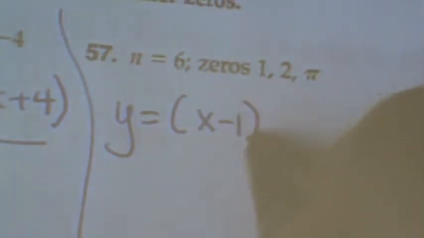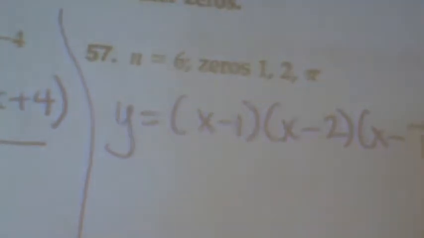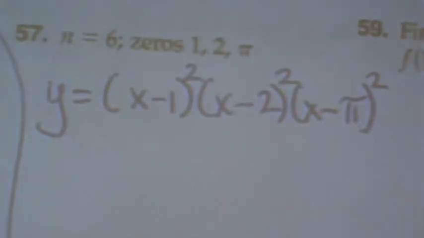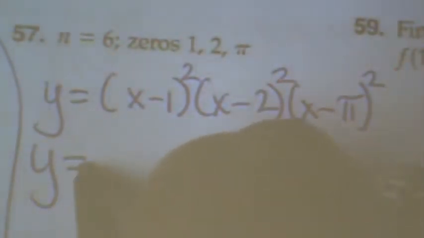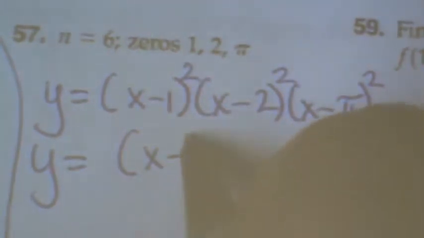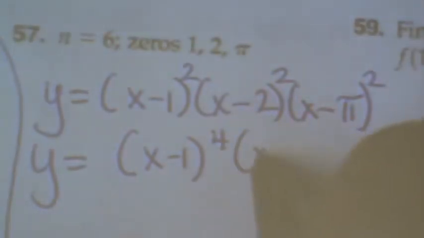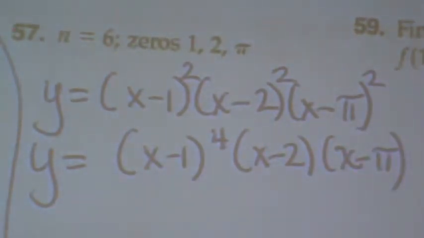But for 57, it says the degree is 6, so you could have different answers for this one: x minus 1, x minus 2, and x minus pi. Now, we want the degree to be 6, so if I count each of these twice like that, that's one possible answer. What I could do is turn this into a 4, and then x minus 2 and x minus pi. That's another possible answer.